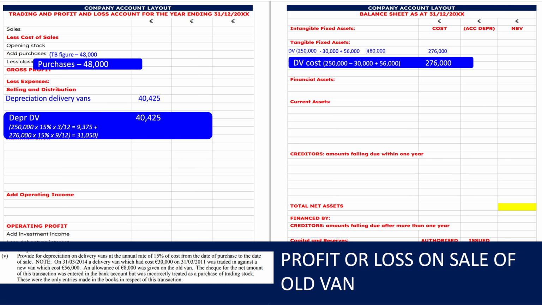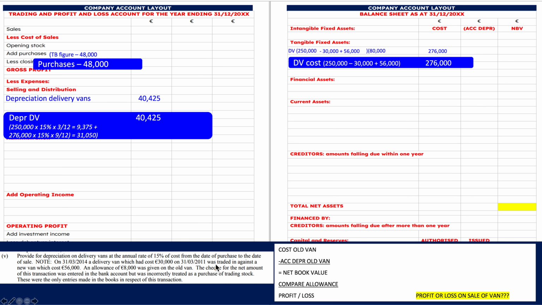Then we have to work out, do we make a profit or loss in sale of old van? So the old van was traded in 31st of the 3rd, 2014, and it was bought on the 31st of the 3rd, 2011. It had cost €30,000. But how long did we have it for? So 2011, we had it for 9 months because it was bought on the 31st of the 3rd. We had it for all of 2012, all of 2013, and 3 months of 2014. So that is 36 months altogether.